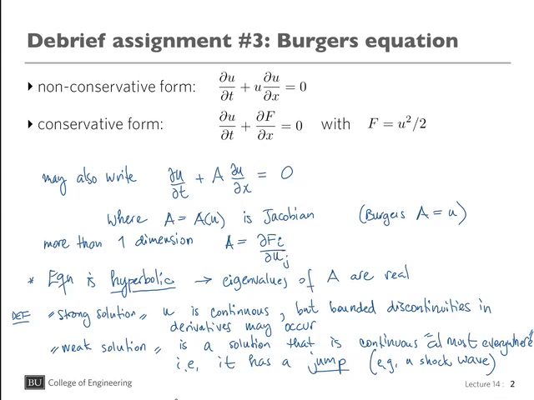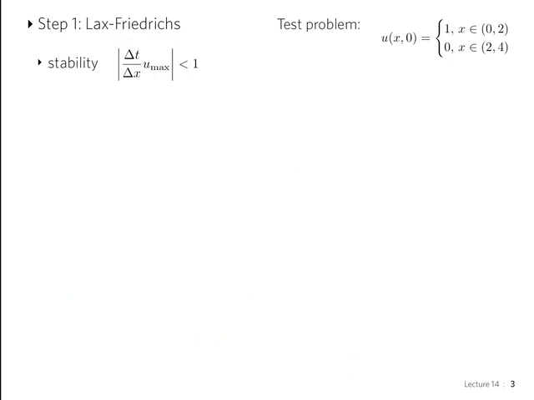Let's now go straight to the different cases that we saw, the 5 different ways that we solved the initial condition, which was just a jump from 0 to 1. This was step 1. We solved the Burger's equation with the Lax-Friedrichs scheme. Our test problem is simply a jump at point x equal to 2.